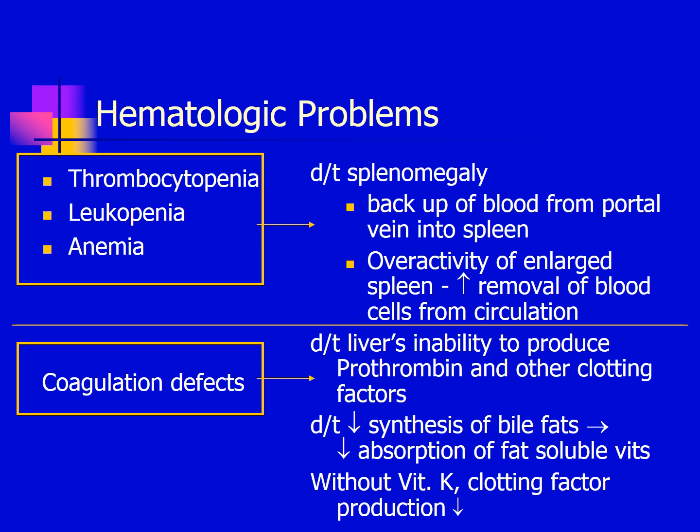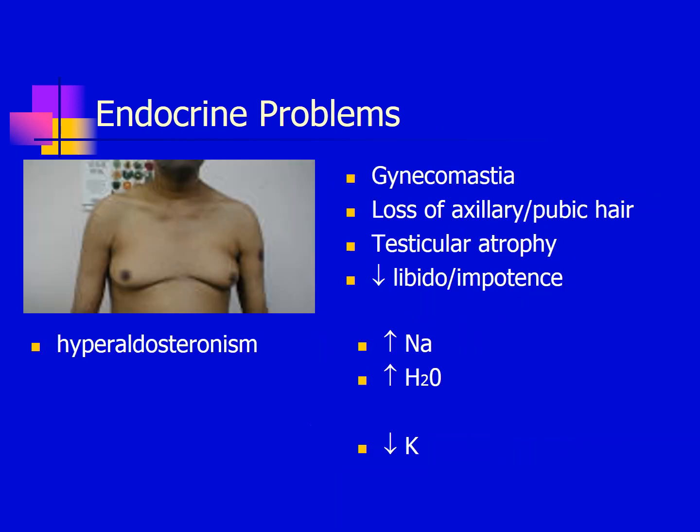Because the liver doesn't have the ability to produce prothrombin and other clotting factors, or because there's decreased synthesis of bile salts, absorption of fat-soluble vitamins is reduced. So without vitamin K, clotting factor production is less. You understand that? Next slide.